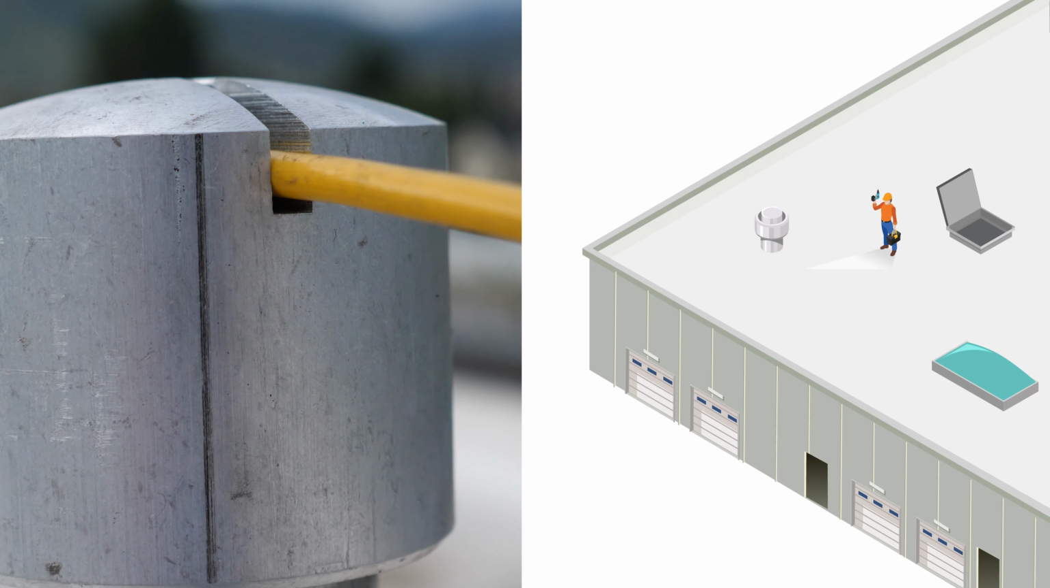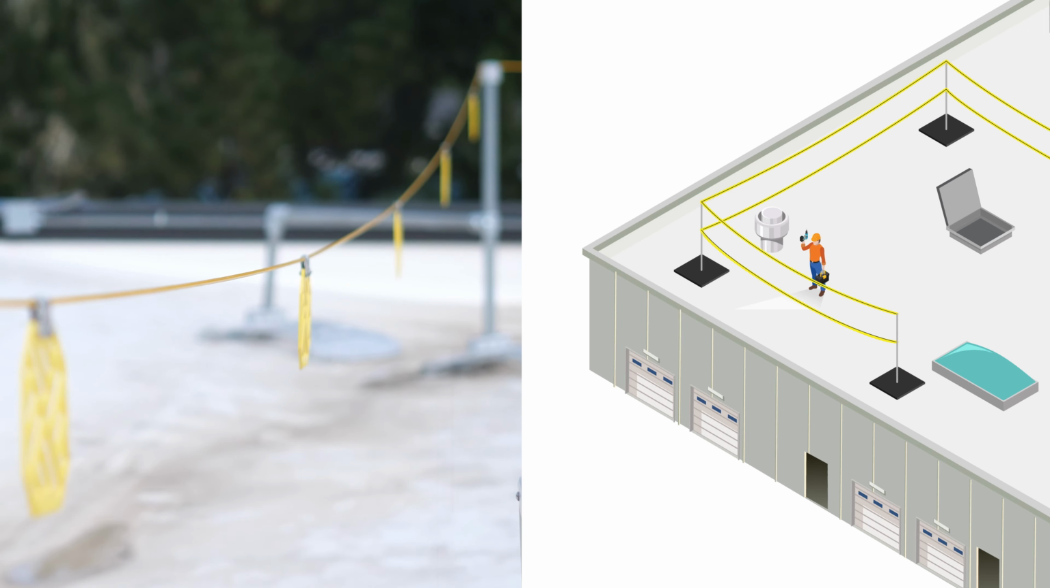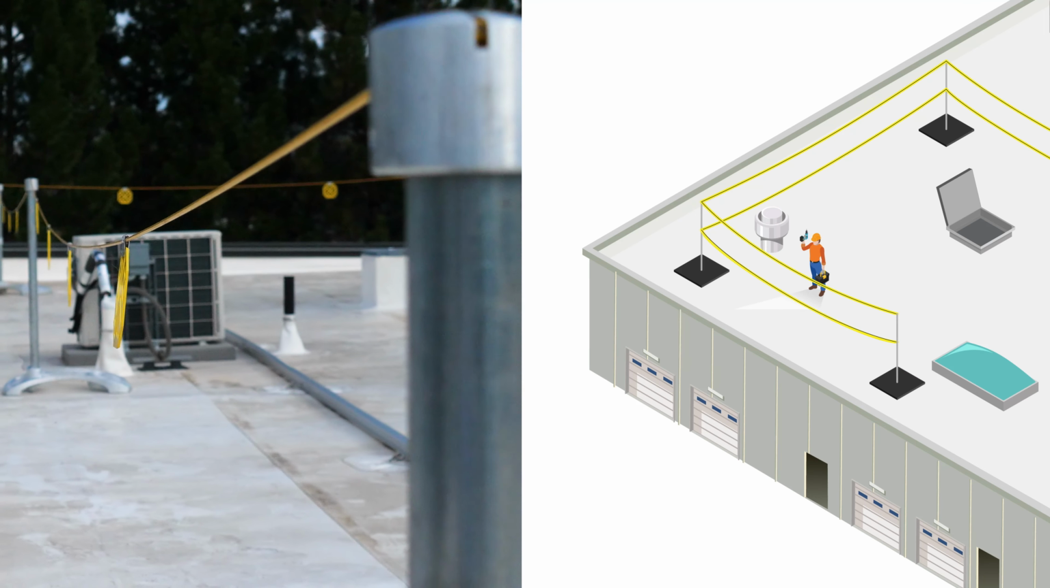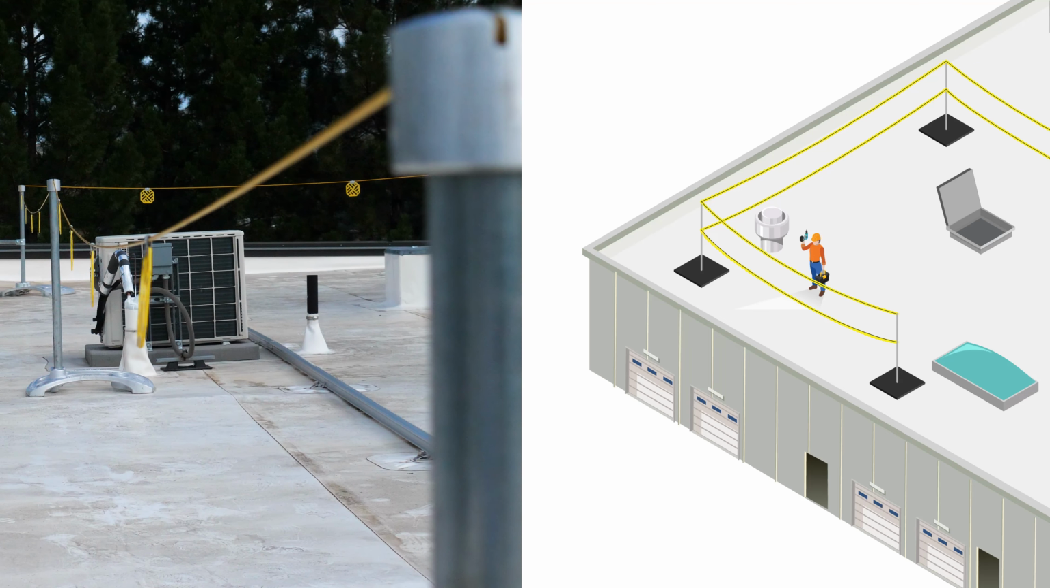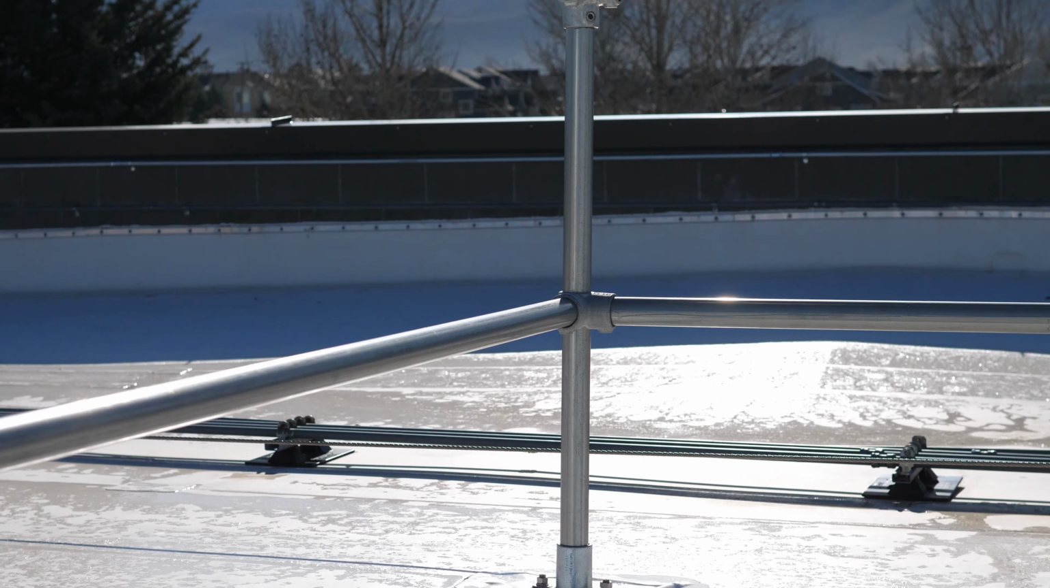guardrail system. If regular and routine work is performed more than 15 feet from the edge of the roof, warning line may be used. Though we do not recommend this, as it relies on user training and discipline to properly protect the worker, whereas guardrail is a physical barrier that's much more effective at preventing falls.